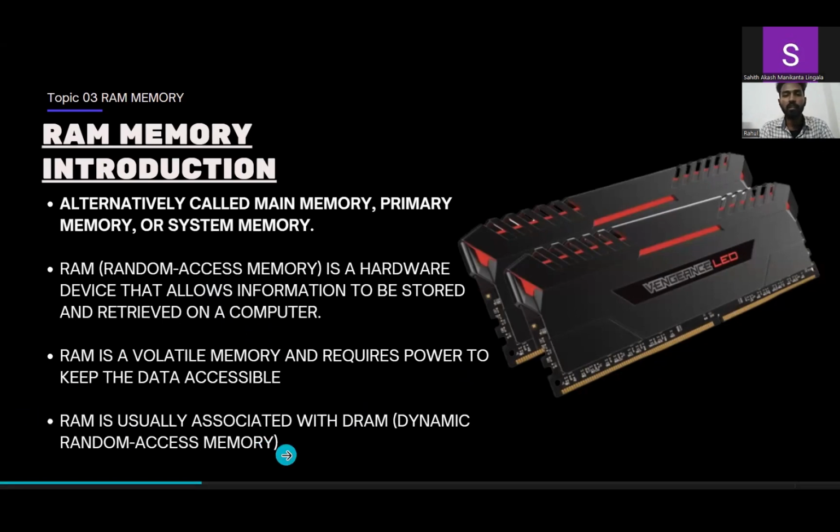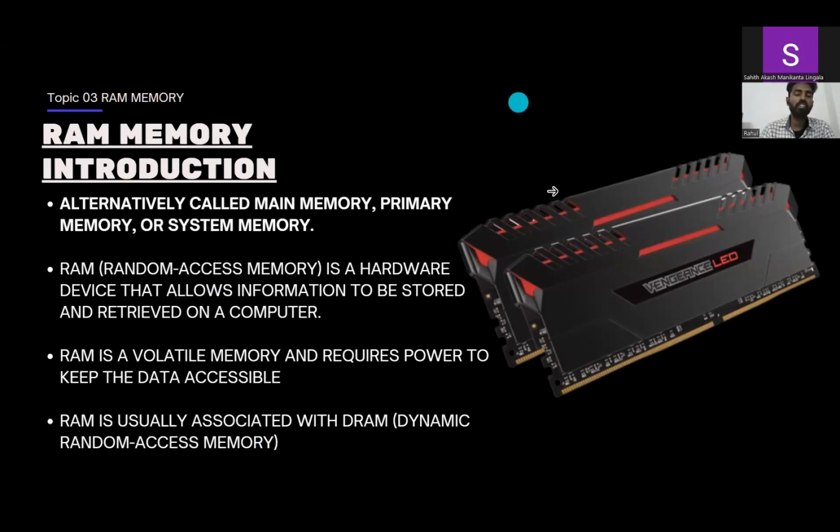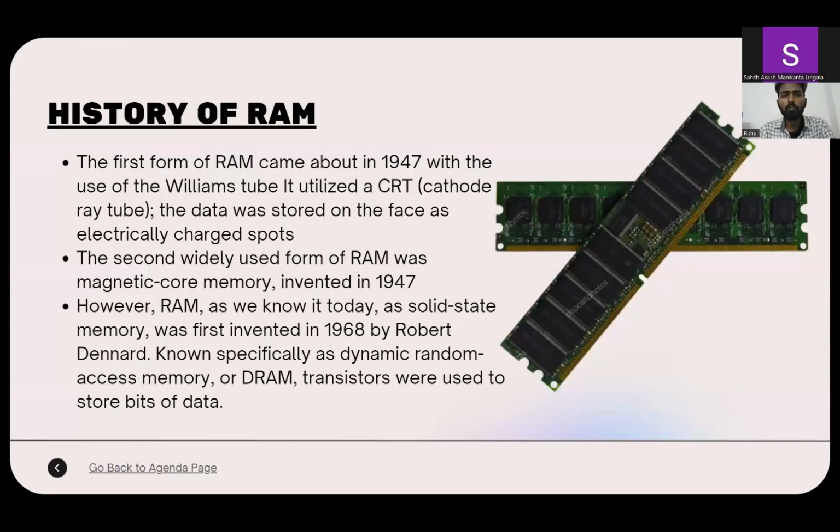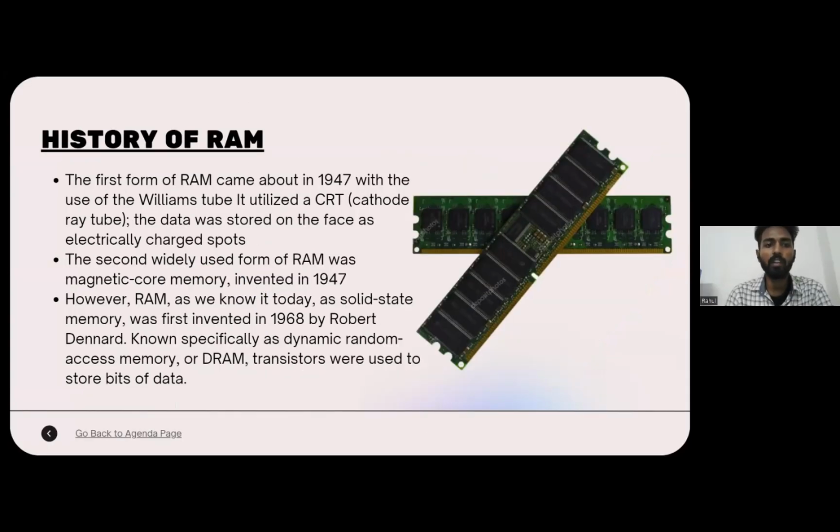Let me move to the next slide. Let me come to the history of RAM. The first form of RAM came about in 1947 with the use of a Williams tube. It utilized a CRT, cathode ray tube. The data was stored on the face as electrically charged spots. The second widely used form of RAM was magnetic core memory, invented in 1947. However, RAM as we know it today, a solid-state memory, was first invented in 1968 by Robert Dennard, known specifically as dynamic random access memory, or DRAM. Transistors were used to store bits of data.